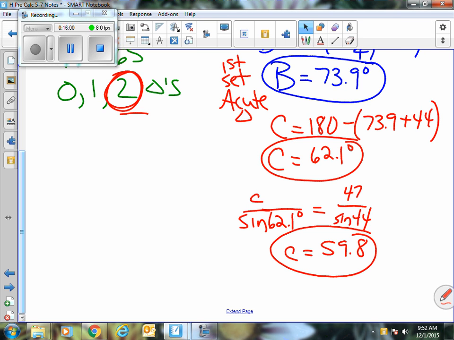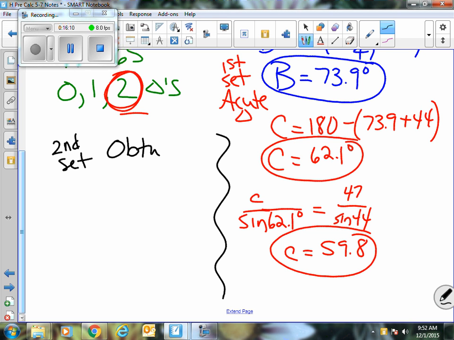That's the acute triangle. Now, the issue is we have a second set of triangles because it doesn't just have to be acute. Our second set comes from what if we wanted to draw this as an obtuse triangle? If we're going to draw it as an obtuse triangle, that means instead of having my acute angle of 73.9, I end up getting my new angle B as the supplement of that 73.9. That's where that obtuse angle comes from.